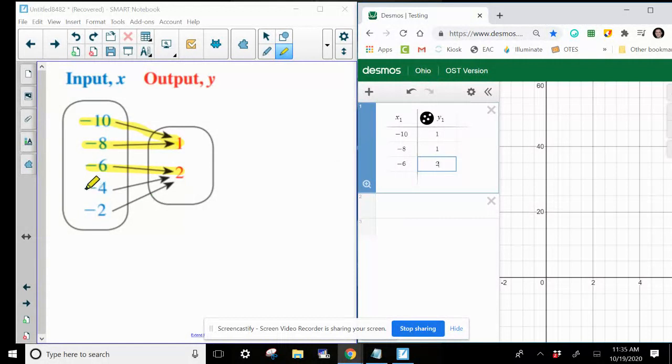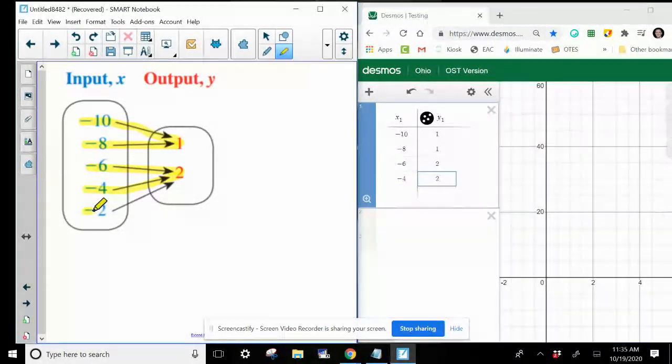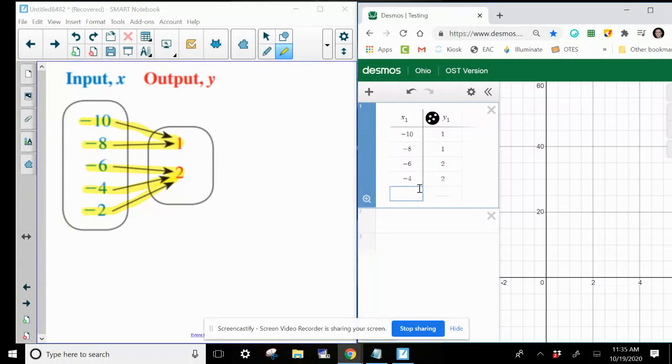All right, and then I have -4. All right, and that output is also 2, so -4 and 2. And then I have -2, and it is also going and pointing to the 2. So we have -2 pointing to our 2.